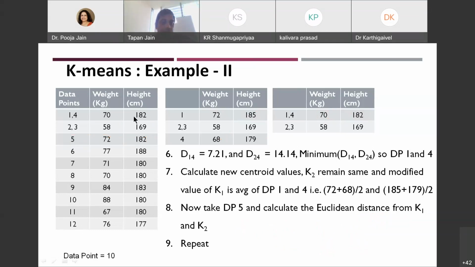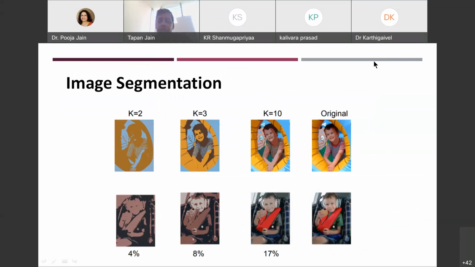Now there are a lot of applications of KNN. We can also use this for image segmentation. If you look at this image carefully, suppose this is my original image. Say the original image size is 100 MB. Let's say, for example, a gray image, 8 bit, ranging in pixel value from 0 to 255.